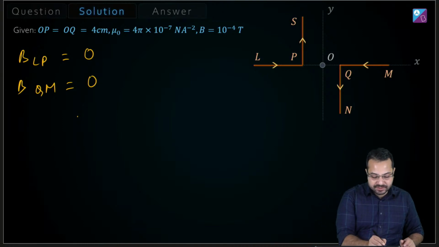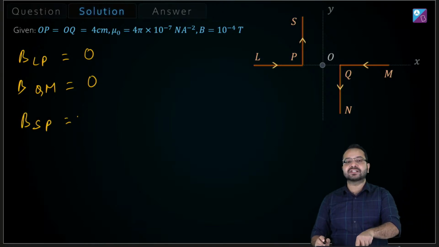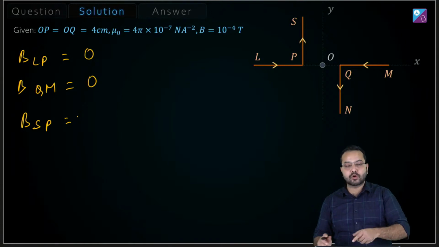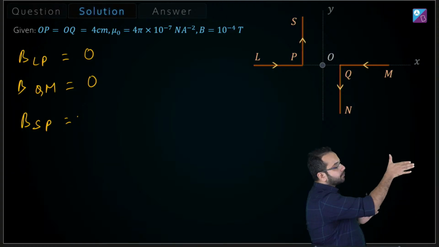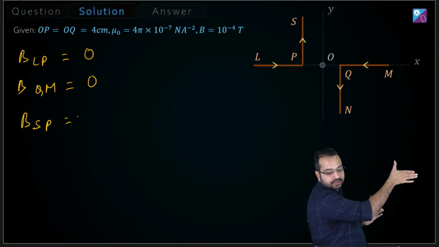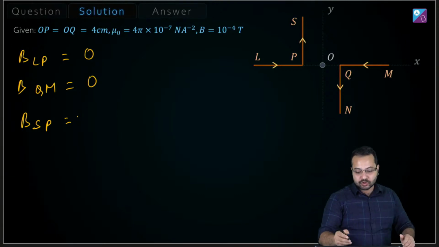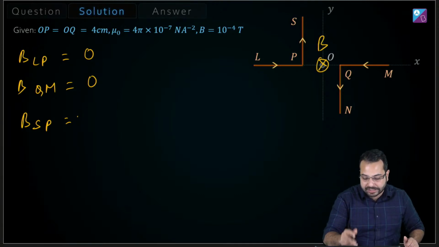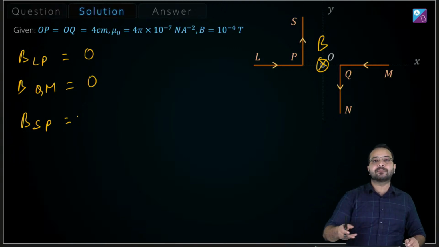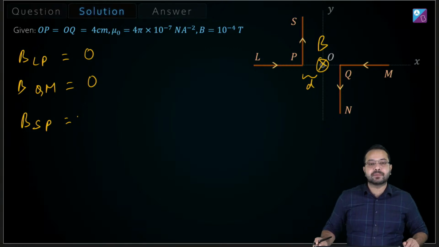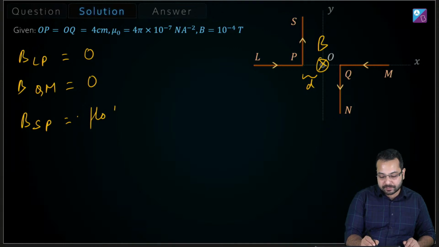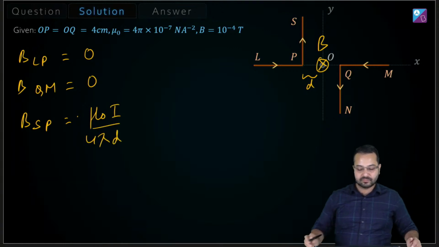Now what is this segment SP? First, what will be the direction? How do we find out the direction? I'm going to take my thumb along the direction of the current, which is PS, and then I'm going to curl my fingers. Now when I curl my fingers, it goes into the plane of the screen. Can you see that? So the magnetic field is going to be into the plane of the screen due to PS. And what is this? This is a semi-infinite wire. Do you agree? And this distance is d. So if this is a semi-infinite wire, we have just seen that it is going to be mu naught I upon 4 pi d. Agreed?